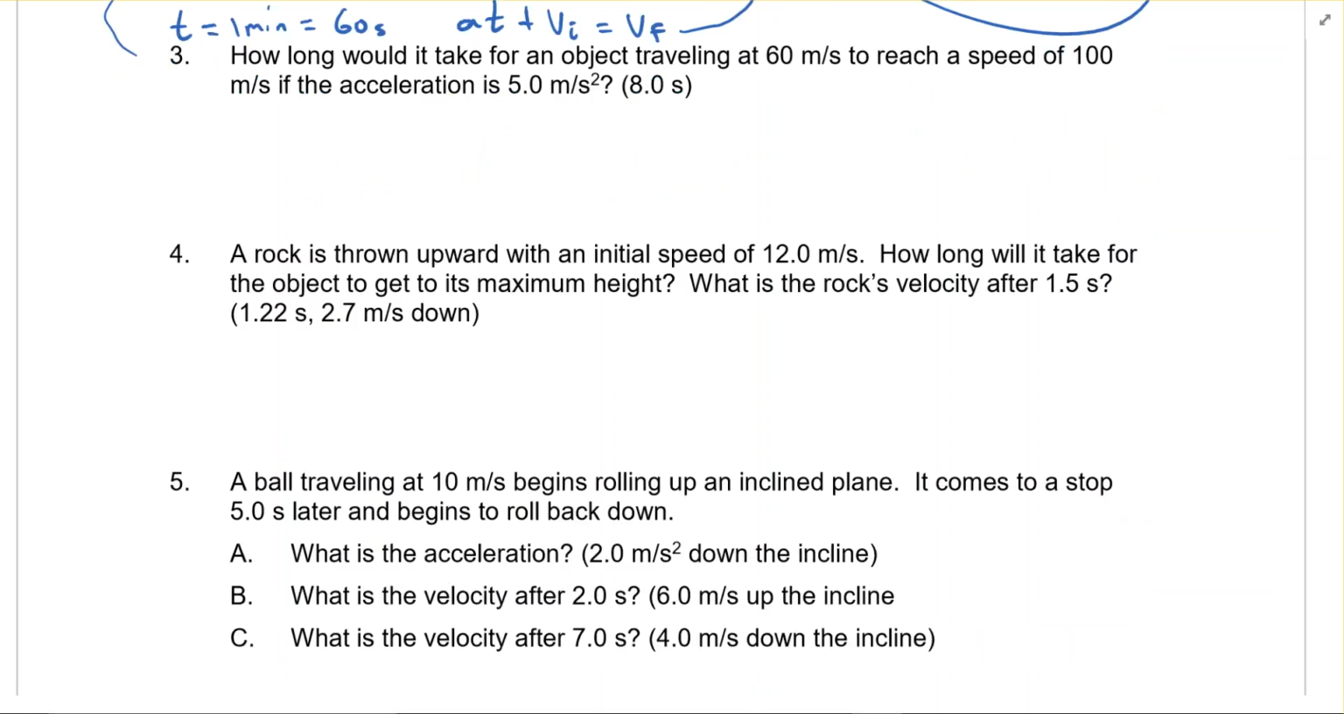All right, next one says, how long would it take for an object traveling at 60 meters per second to reach a speed of 100 meters per second if the acceleration is 5 meters per second squared? So we're looking for T. Okay, so go ahead and give this one a try again. So go ahead and pause it now.